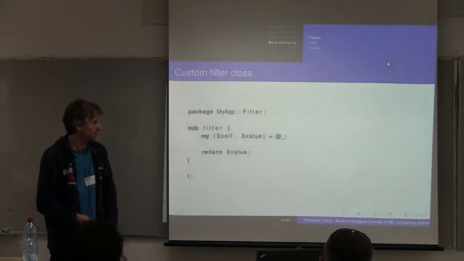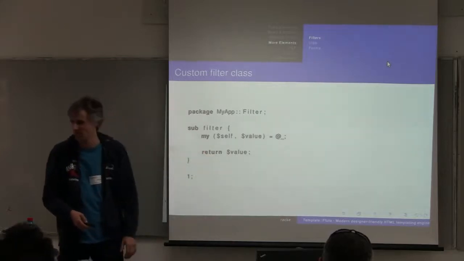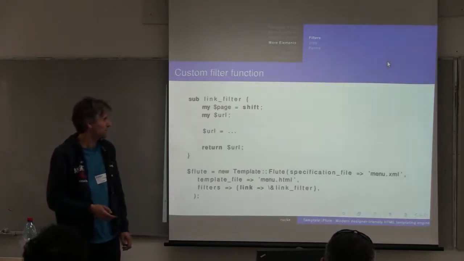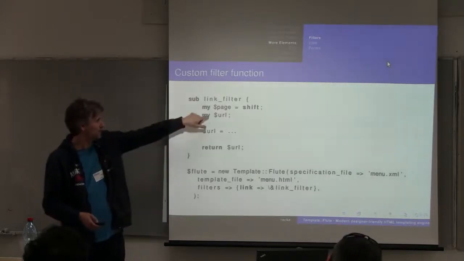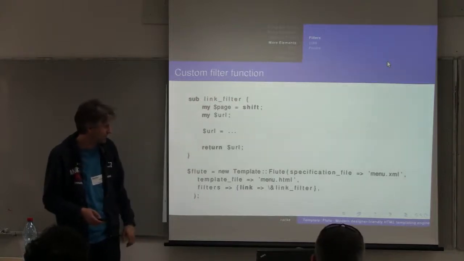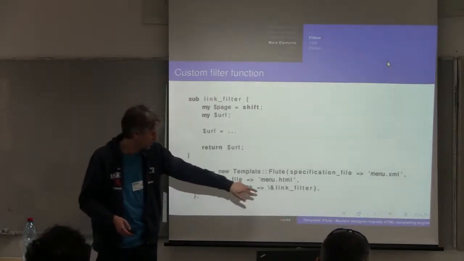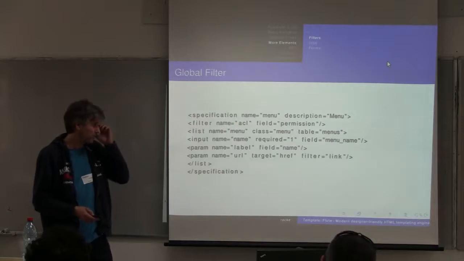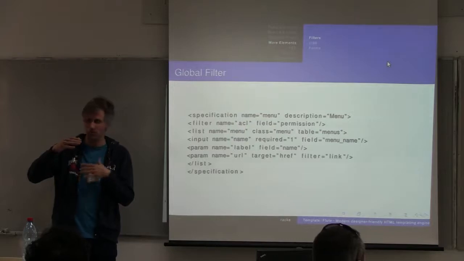So the custom filter class is really simple. You just have the filter method, which gets the value to filter, and then it returns the filtered value. And if you're not into classes, you can just write a function doing the same thing. It takes one parameter and you can do anything on it. Later on, you can pass it to the constructor and say filters, and the filter link is going to the subroutine filter. You can also have a global filter, which works on the list, so you only return a subset of the list.